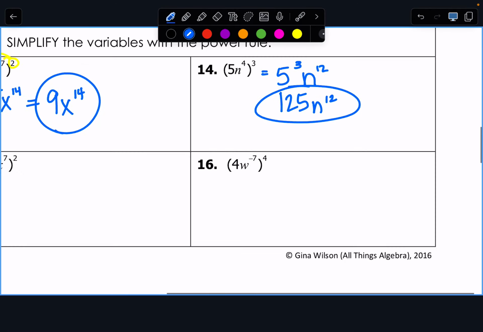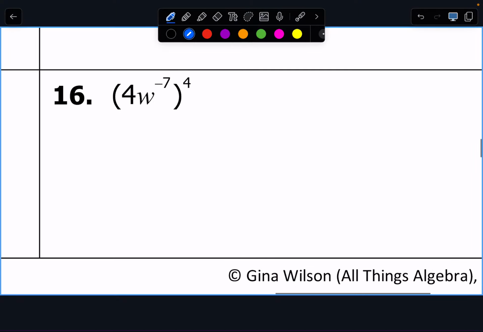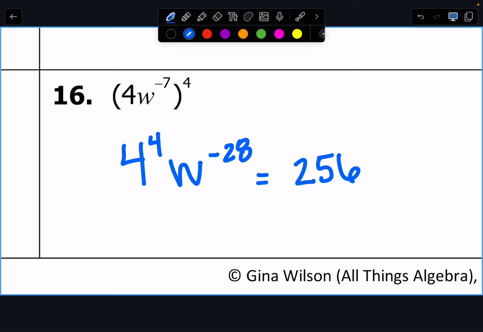Okay. Now, in number 16, this becomes 4 to the 4th and w to the negative 28. Right? Do you disagree? Okay. Can somebody help me? What is 4 to the 4th? 256? Yeah. Now, where do I put w to the 28th? Underneath. Very good.